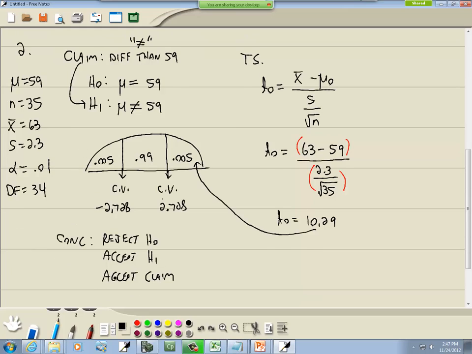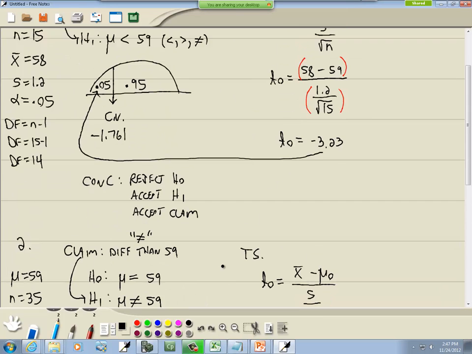Now the books will always use do not reject here instead of accept. I like accept and reject because students seem to click better with those. For some reason that do not reject kind of throws them.